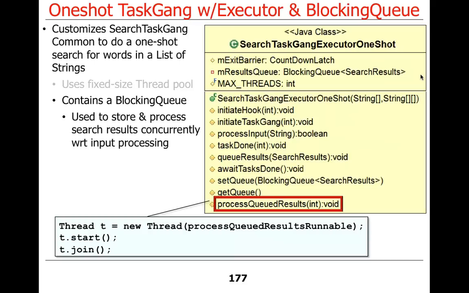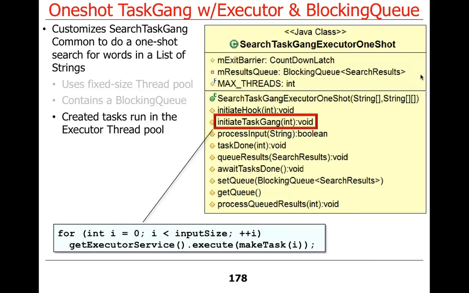There's a method called processQueuedResults that creates a thread that's going to wait in the background and process all the results that are put into the results queue concurrently. We start that thread, it runs in the background, and when it processes all the requests, that thread will exit, and then we join it. So this is a good example of thread barrier synchronization, a very simple example.